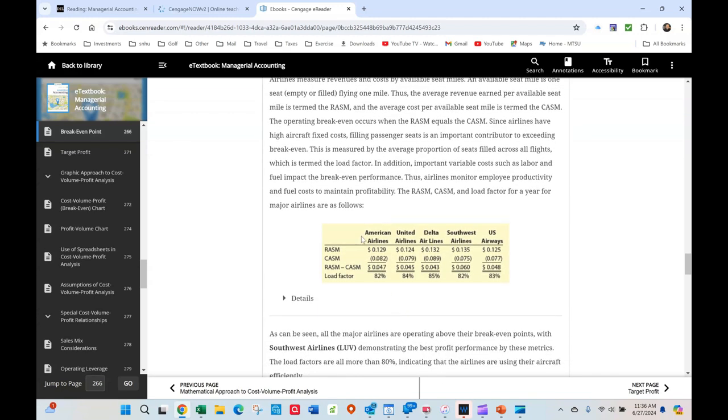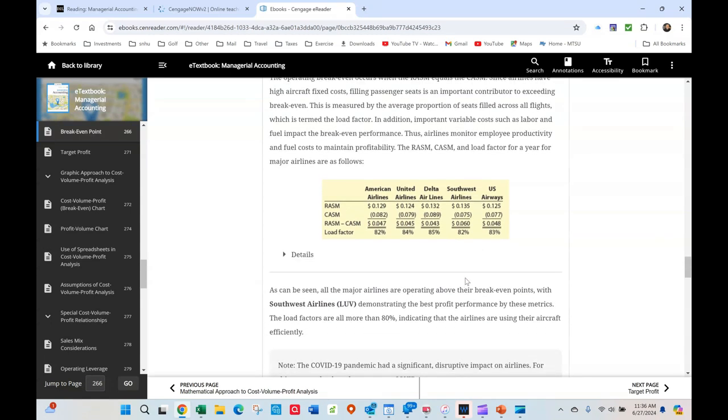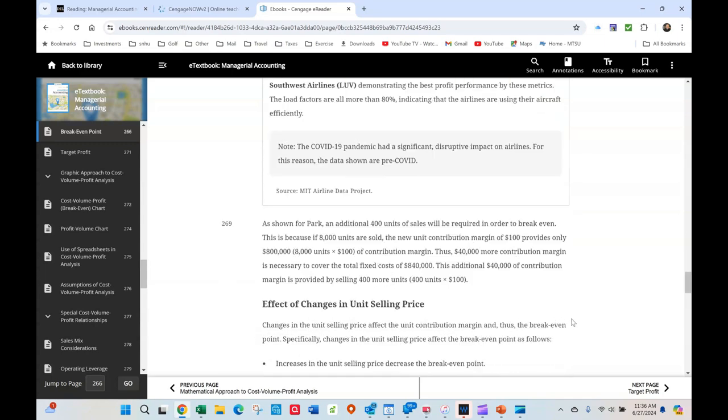Here is just sort of a breakdown of the different airlines. The lower number is better, so Southwest Airlines has a lower break-even point, so they're a more profitable airline.